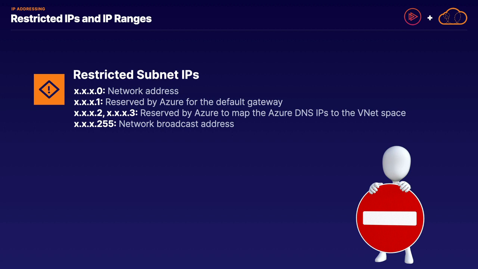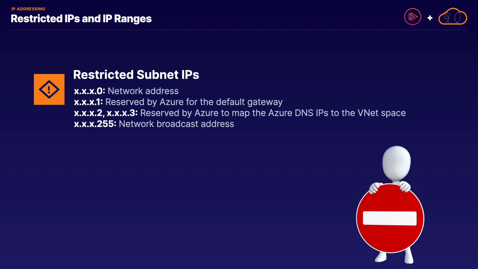These are the first 4 addresses in a host range, as well as the last one, for 5 total. This means if you are creating a subnet with a /24 address range giving you a theoretical max of 256 host addresses, the actual number of usable addresses would be 256 minus 5, giving you 251 actual addresses available for your host pool.